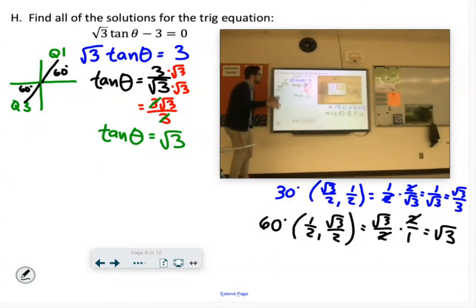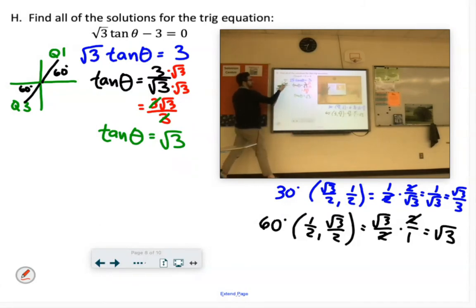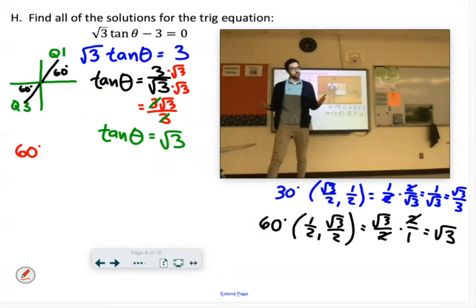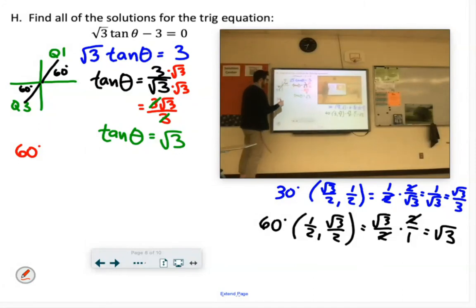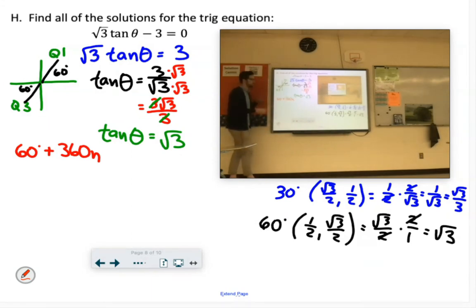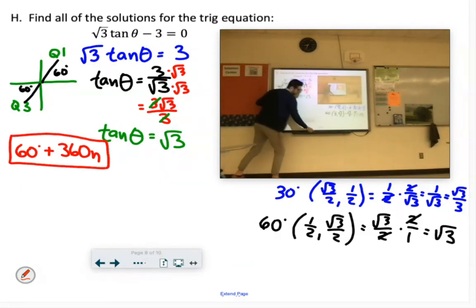And it says find all of them. Holy smokes. So 60 degrees in quadrant 1, 60 degrees. But remember, we need also the coterminal angles. So we would need to say plus 360n. You could say plus 360 degrees n, or you can just say 360n. So that's one of the angles. We're going to need that in radians as well. We'll do that at the end.